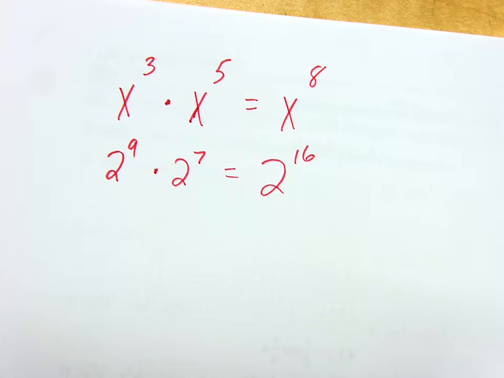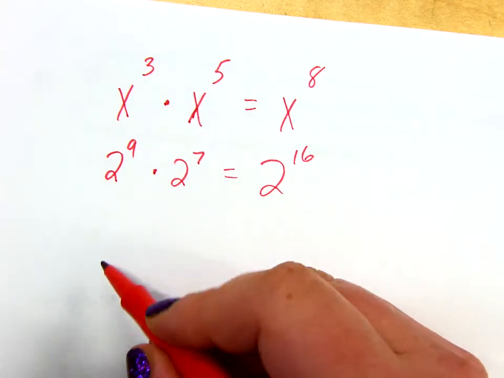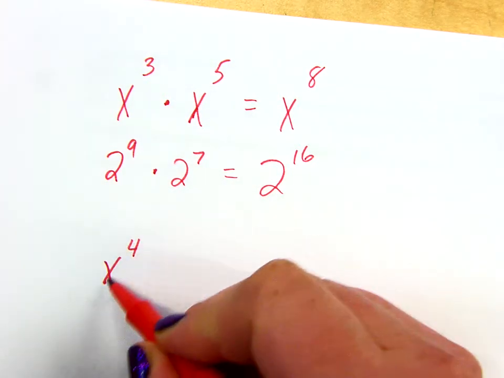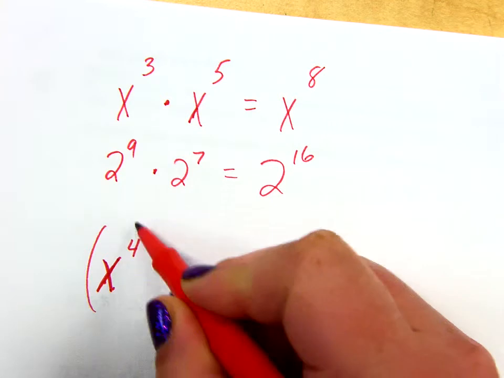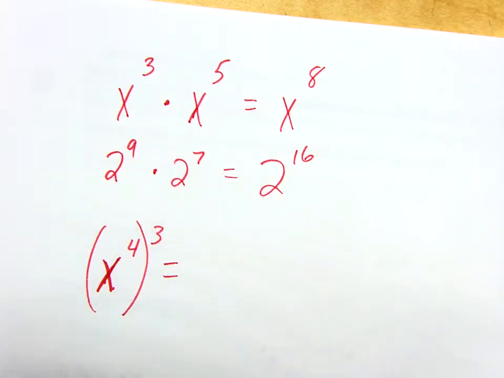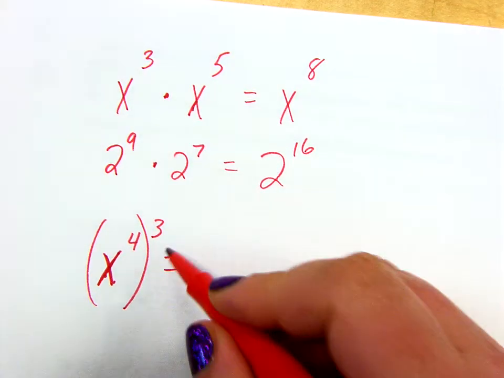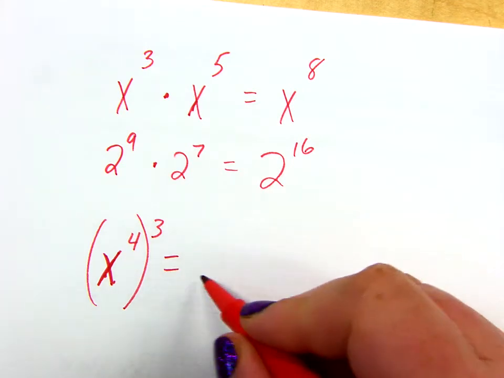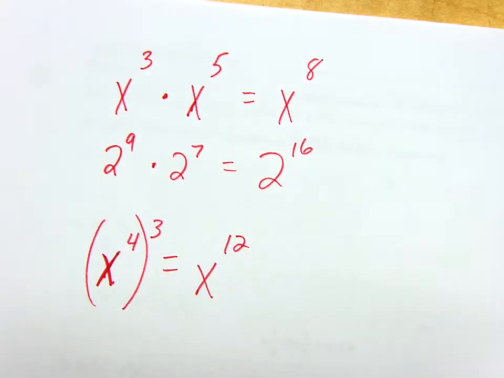Remember? Then there was the power of a power rule. So if I take something like x to the fourth and I raise it to the third power, let's say, that's where you multiply the exponents. So that would be x to the 12th.